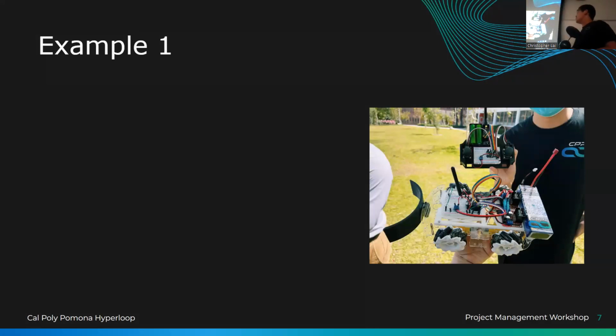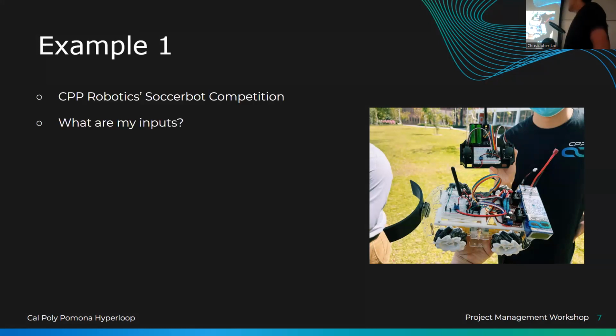This is going to be the soccer bots for Cal Poly Pomona Hyperloop. It's a neat little device I made last year to compete in the robotic soccer bot competition. But we're going to use this to figure out exactly how I developed this pod and the steps I took to get from point A to point B. And using the model, what are my inputs?